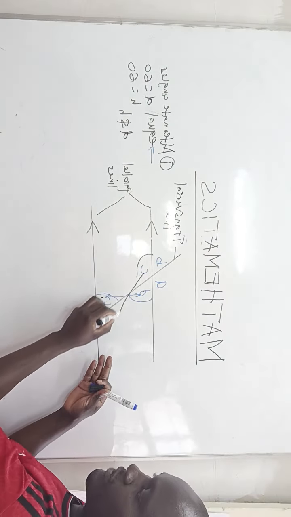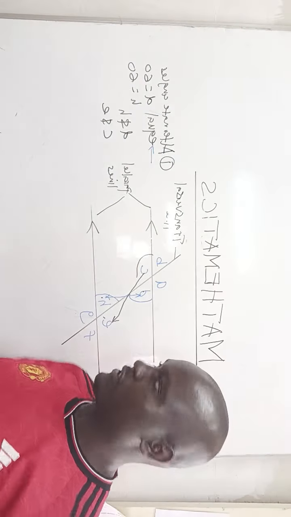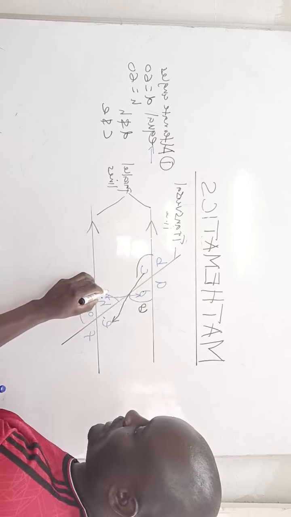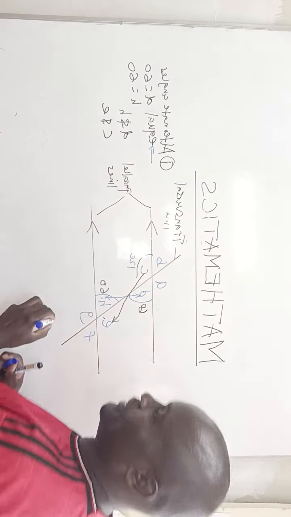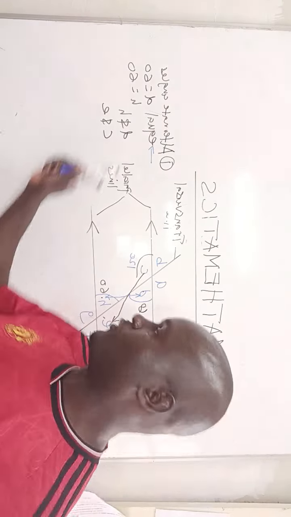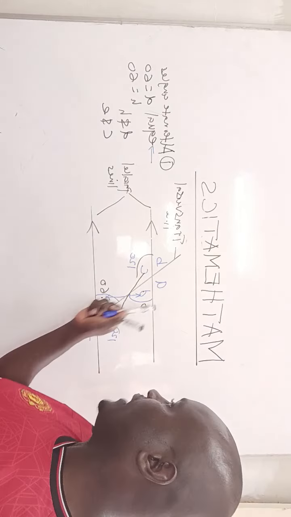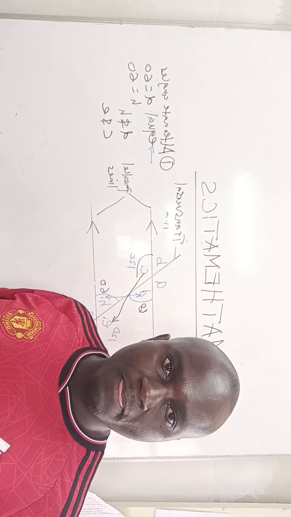So C is alternate to E. C and E are alternate angles. So if this angle D is 60 the way we said, then H will also be 60. Why? Because alternate angles are equal. If C is 120, then angle E is 120, because they are alternate angles, and alternate angles are equal. So D and H are alternate angles, and C and E are alternate angles.